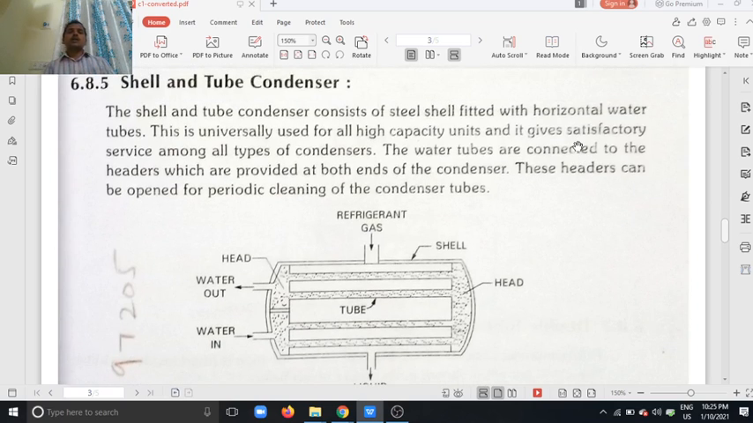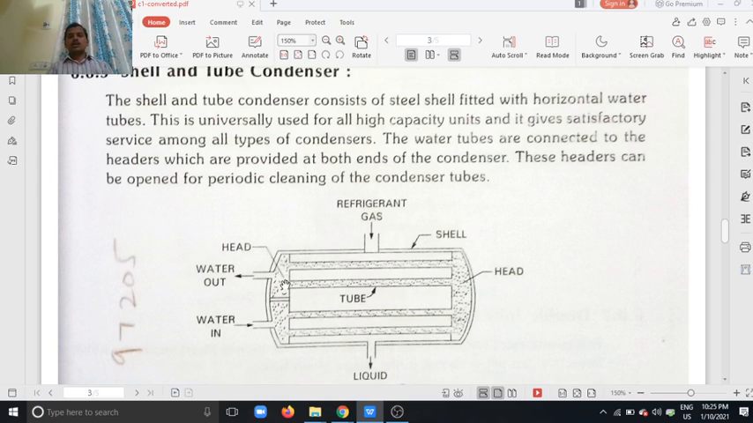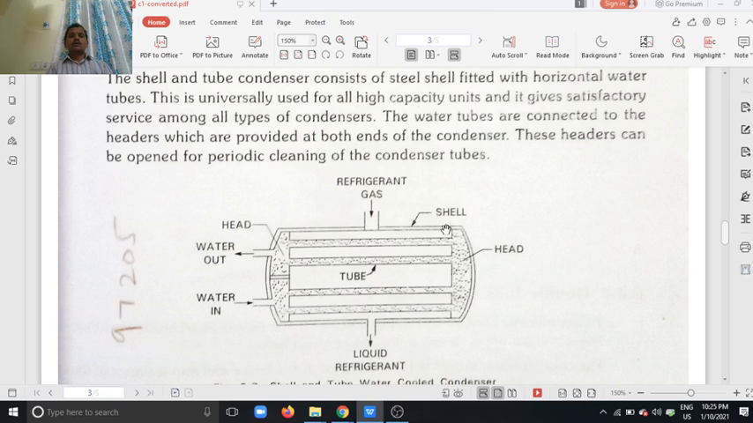See here the shell and tube condenser. This condenser looks like a shell. The outside shape is just like a shell. The tubes are fitted inside the shell. The vapor refrigerant flows through these tubes, these white tubes.